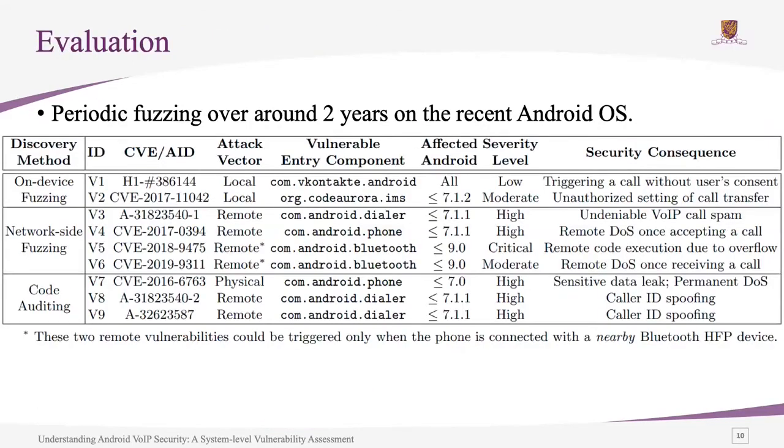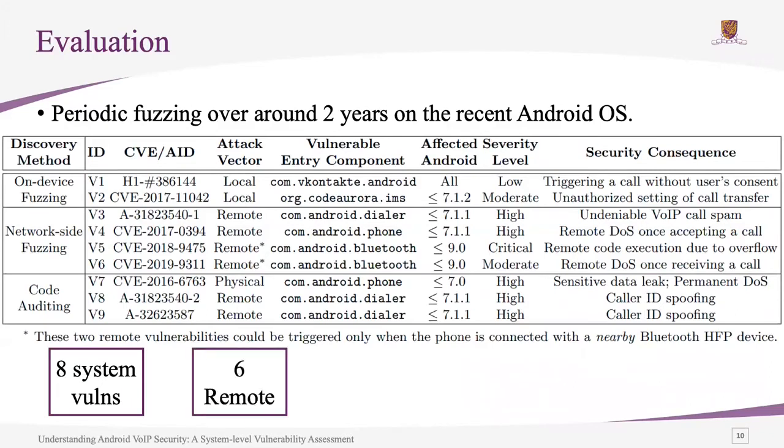Now let's talk about some results. So we perform periodical fuzzing over a period of around 2 years on the recent Android OS from Android 7 to Android 9. Totally, we identify 9 vulnerabilities. 8 of them are system-level vulnerabilities, and 6 of them could be attacked remotely.